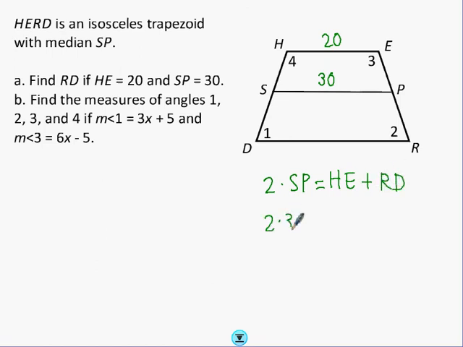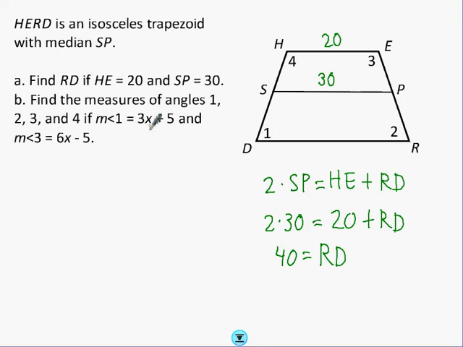Well, we know that SP is 30. We know that HE is 20. We simply have to find RD. 2 times 30 is 60. If I subtract 20 from both sides, I find that RD equals 40. Easy enough. Now, for part B, it says find the measures of all 4 angles in the corners.